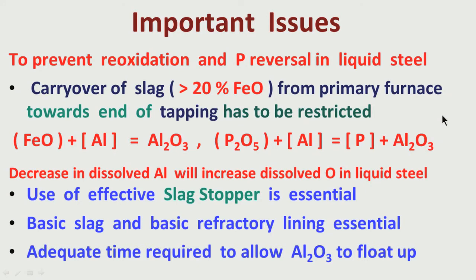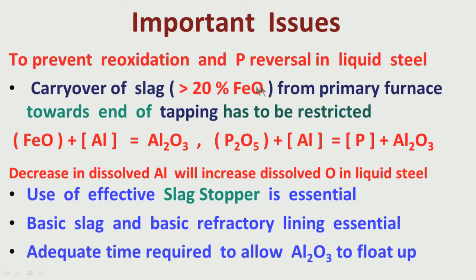Because when we are draining out the liquid steel, there is a funnel formation. That means the liquid steel coming towards the end of the tapping, the portion of liquid steel is less, and on top of it there is slag. So, when there is a funnel formation, along with the liquid steel some amount of liquid slag might be carried over from the furnace, that means from BOF or EF to the ladle. So, this carryover of slag from the primary furnace towards the end of tapping has to be restricted.